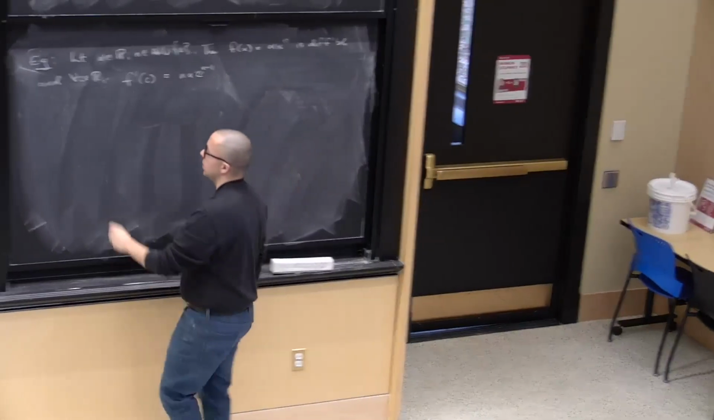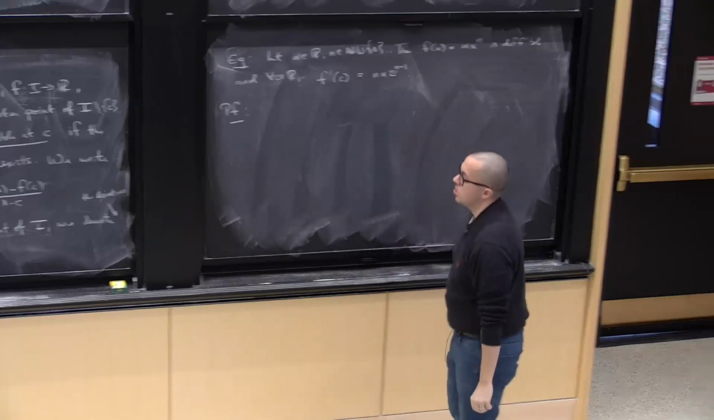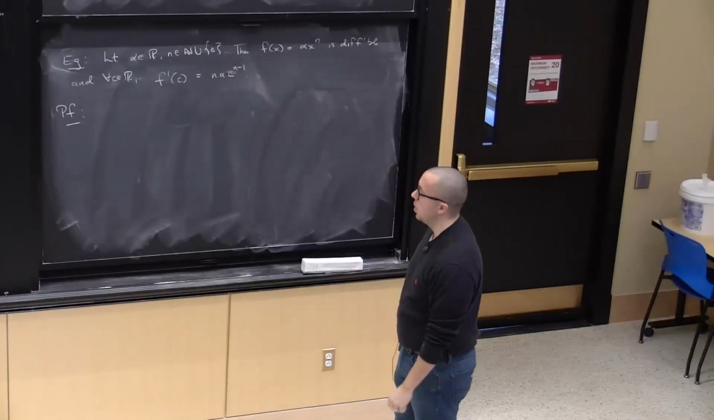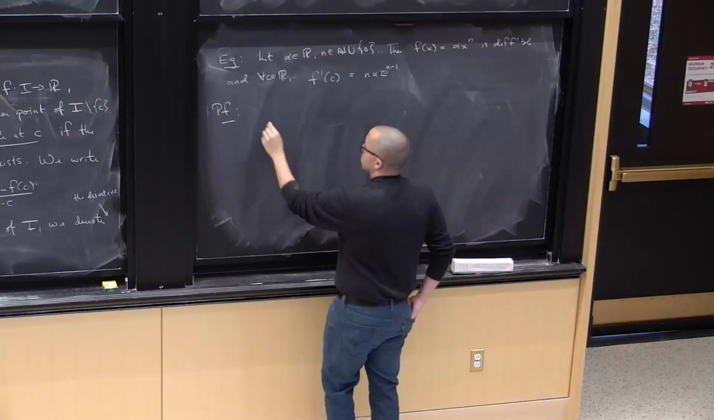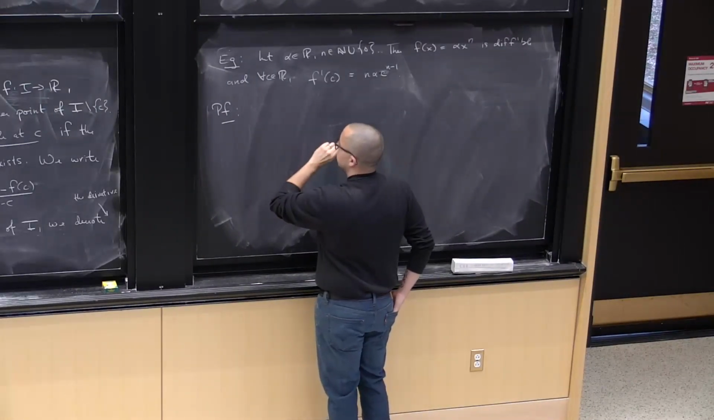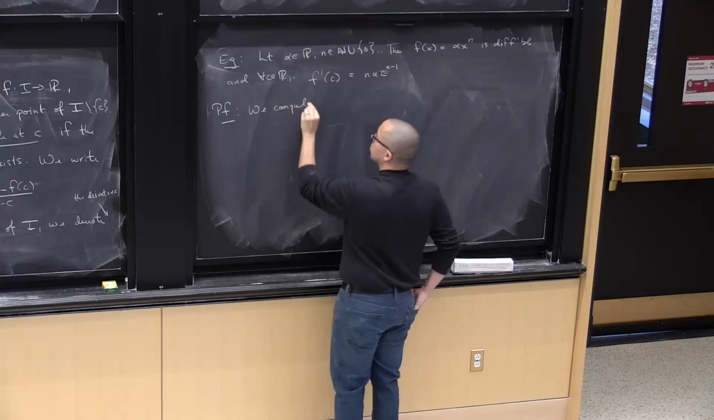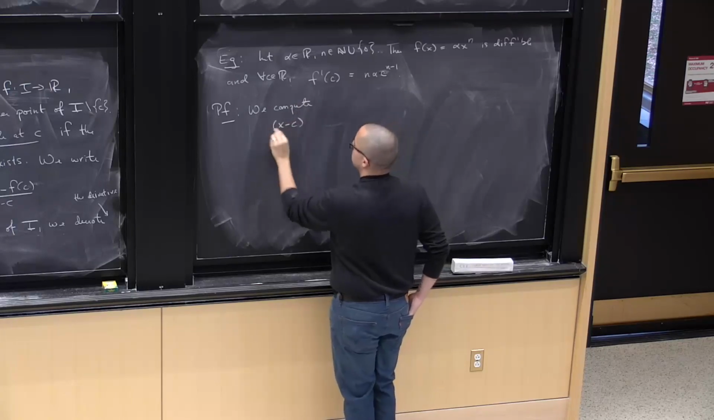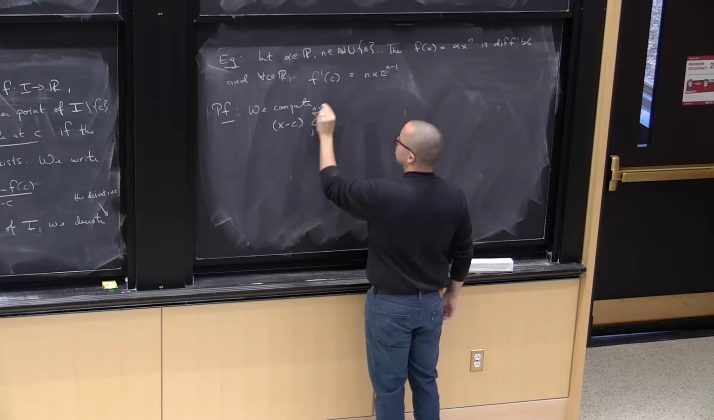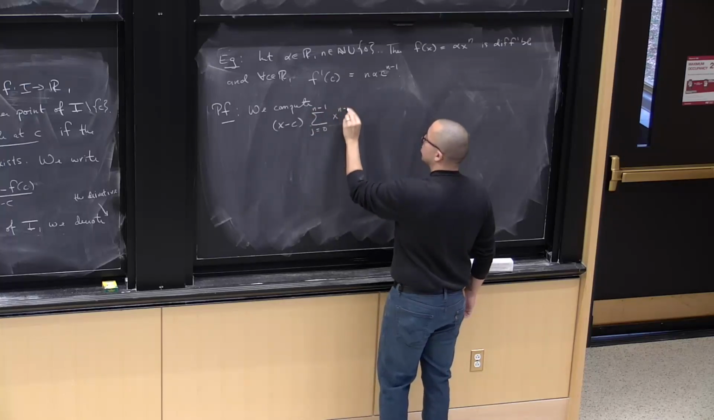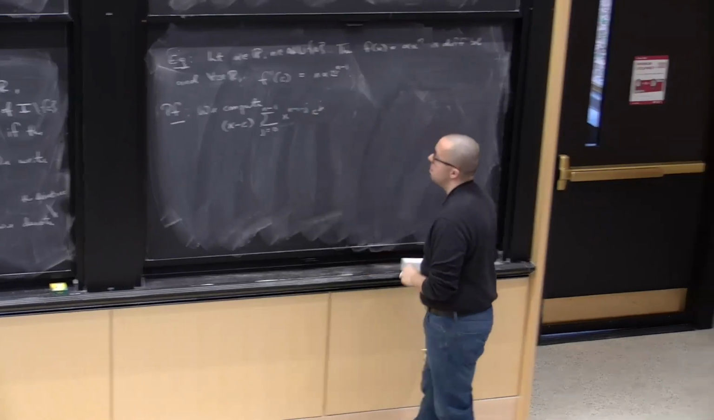So let's give a proof of that. And we'll use this kind of simple formula. So let's take a look at x minus c times this kind of weird looking sum, j from 0 to n minus 1 of x to the n minus 1 minus j, c to the j.